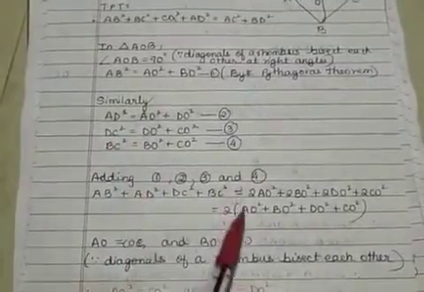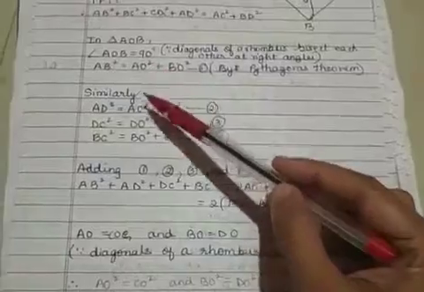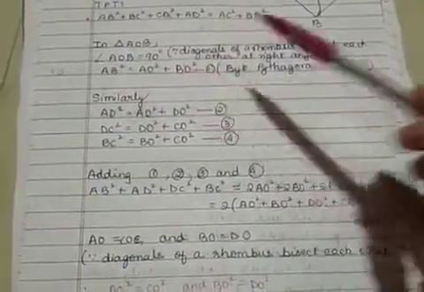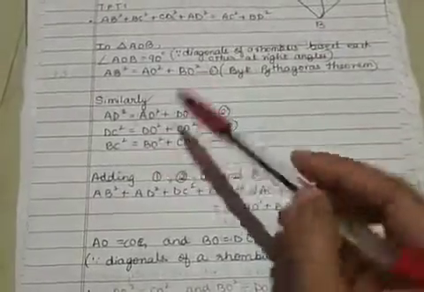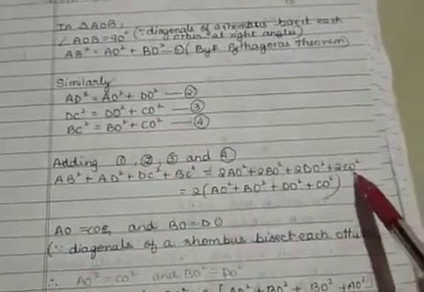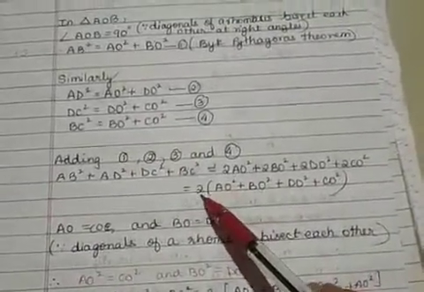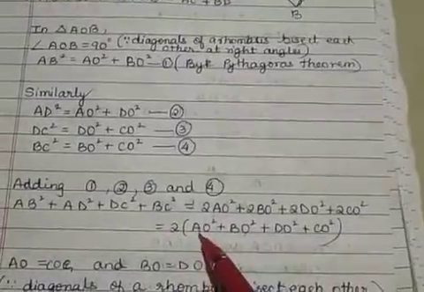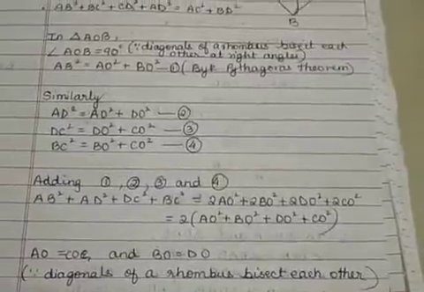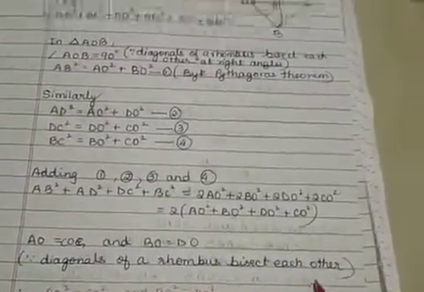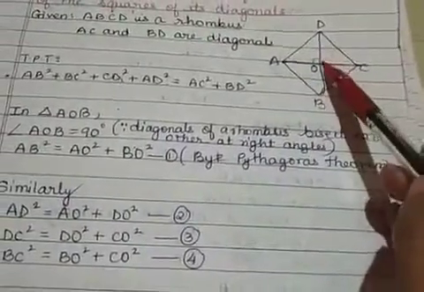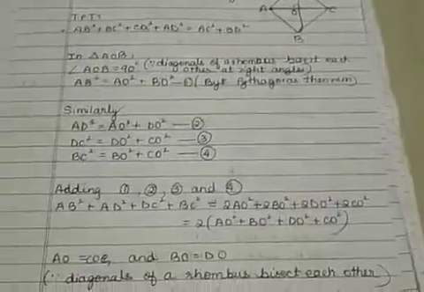plus BC square is equal to, now here there is AO square and AO square, so we get 2AO square plus 2BO square, similarly plus 2DO square and plus 2CO square. Okay, so this is what we get. So if we take 2 common, we are left with AO square plus BO square plus DO square plus CO square. Now you know diagonals of a rhombus bisect each other. So AO will be equal to CO and DO will be equal to BO. Okay, so we got that.